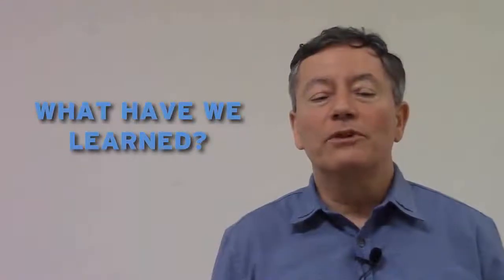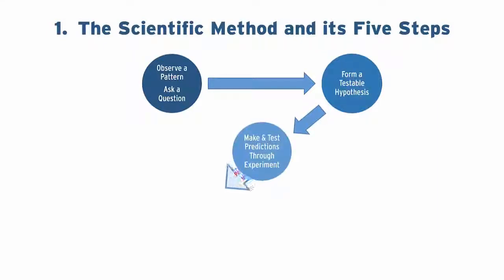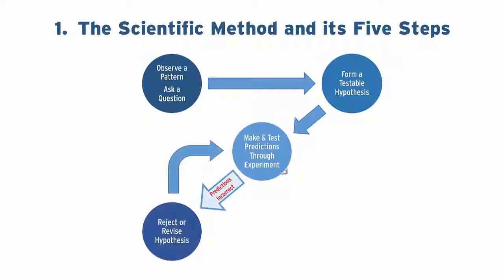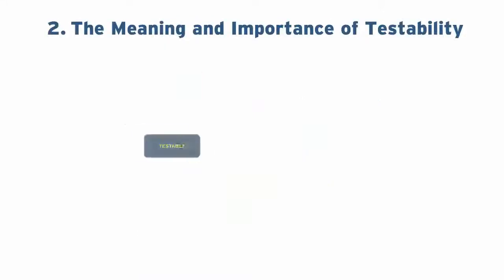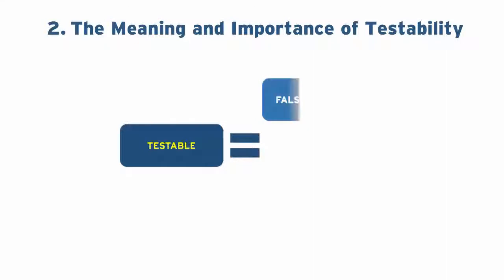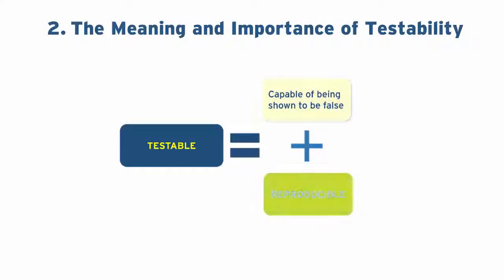Let's review what we have learned from this vignette. The scientific method is a highly reliable way of determining truths about the natural world. It is composed of five steps: observations and asking questions, making generalizations to form a testable hypothesis, making and testing predictions based on the hypothesis, and then either revising or rejecting the original hypothesis, or if it's verified, communicating the results. For a hypothesis to be functional in the context of the scientific method, it has to be testable, that is, both falsifiable and reproducible.